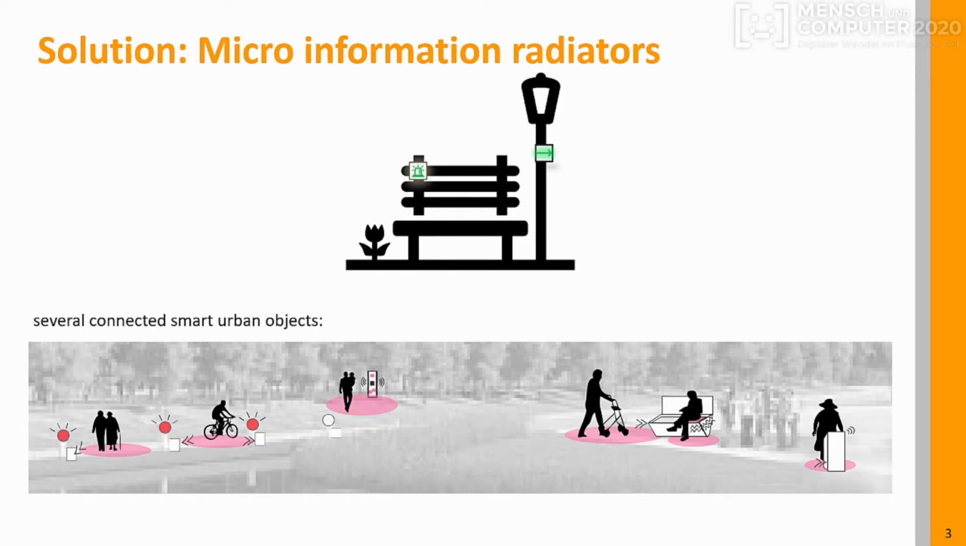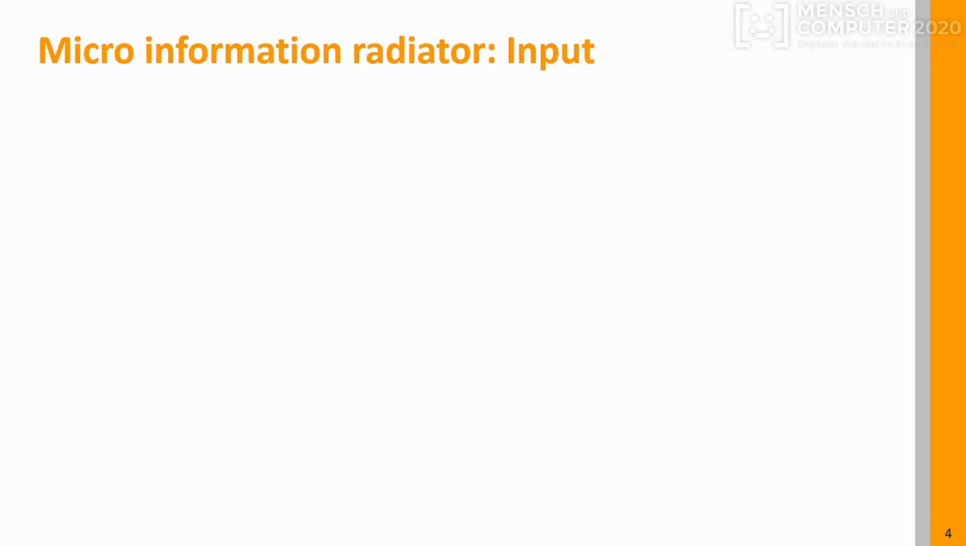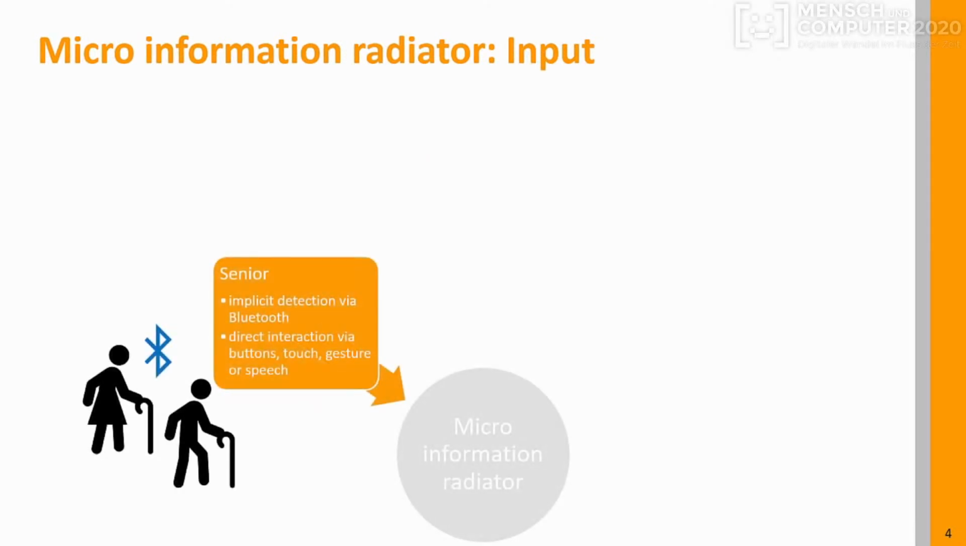The design guidelines are categorized into input and output and are based on a literature analysis as well as on our own experiences and evaluations within the scope of Urban Life Plus. Regarding input, we discovered these main aspects and channels. One option for implicit interaction is detecting the senior by Bluetooth signal. Therefore, the Bluetooth transmitter needs to be easy to use, lightweight, as inconspicuous as possible, and with low configuration effort. Other options are direct interactions via buttons, touch, gestures, or speech.